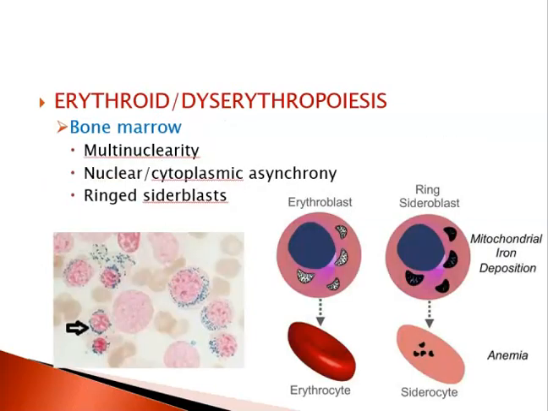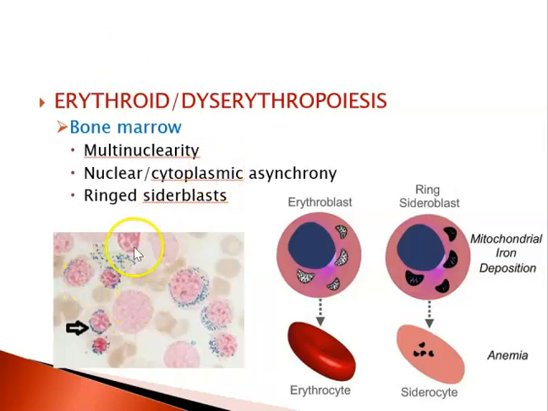Howell-Jolly bodies, another inclusion, or nucleated red blood cells, or basophilic stippling, that's an inclusion. Now for erythroid or dyserythropoiesis from the bone marrow, you might have multinuclearity, meaning there's more than one nucleus in your cells. You may have nuclear cytoplasmic asynchrony, meaning the cell's chromatin has the inability to mature normally because the cell's nucleus is more immature than the cytoplasm. And then you may see ringed sideroblasts. This is erythroid precursors with iron-loaded mitochondria.